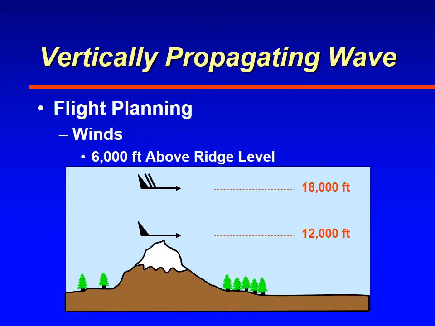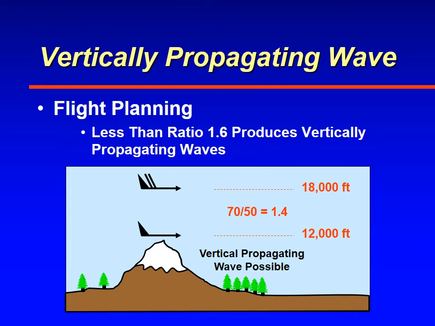So we've got winds at 18,000 feet of 70 knots, and at 12,000 feet, 50 knots. Take the ratio of those two, in this case 70 divided by 50, and if that number is less than 1.6, then you are more than likely going to have a vertically propagating wave.